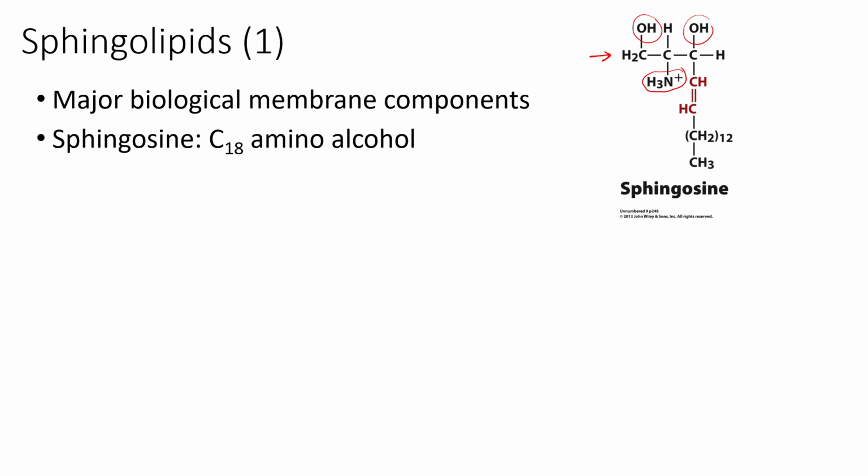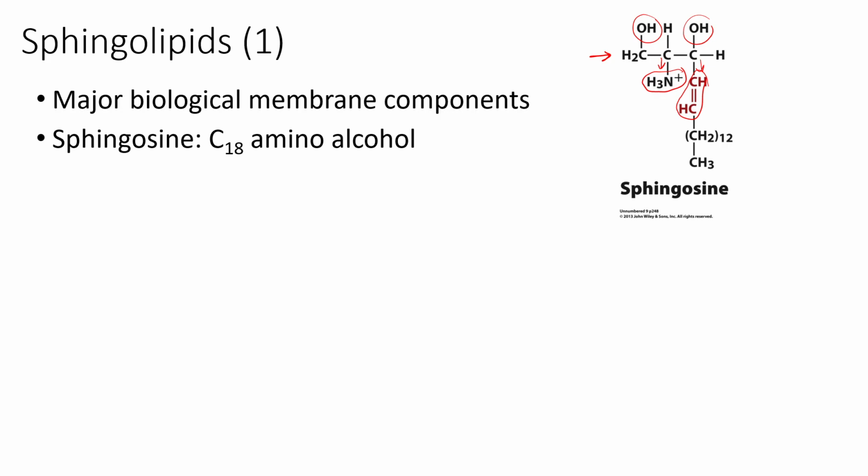But it's a little bit different, right? That central carbon in particular has an amino group that we have circled here, and this carbon that's attached to the rest of the carbon chain that's part of the sphingosine contains this double bond right here, and this is a trans double bond.